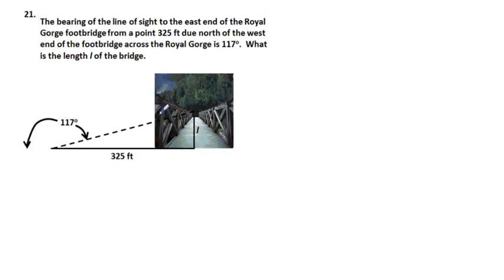The bearing of the line of sight to the east end of the Royal Gorge footbridge from a point 325 feet due north of the west end of the footbridge across Royal Gorge is 117 degrees. What is the length L of the bridge? Well, the end of the bridge is down here, and we really want to find this interior angle. That's a supplementary angle. So the angle we want, theta, using supplementary angles, is 180 degrees minus 117 degrees, which is 63 degrees, I believe. Yeah. So this angle here is 63 degrees. It doesn't much look like a 63 degree angle, but we'll have to go with it.